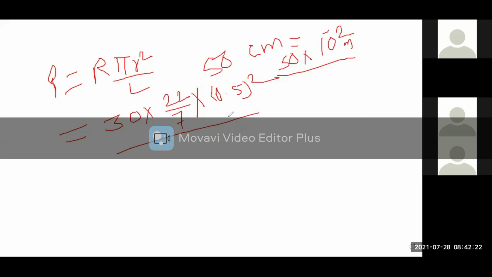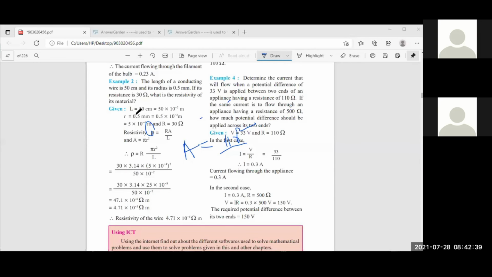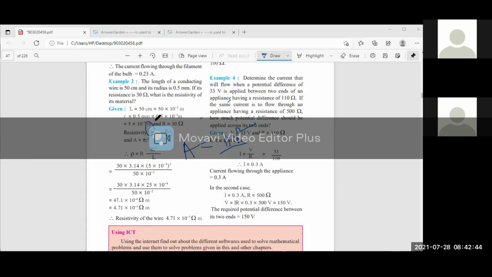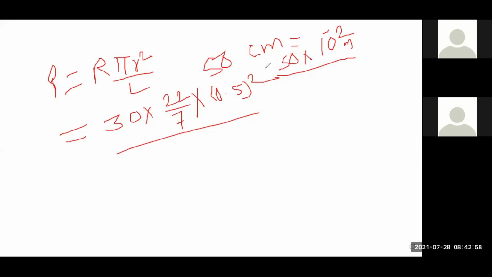What is the length given there? In the problem, can you tell me what is the length? See here once again this problem. Here you will get a length. Length is given 50 centimeters, so we can convert into the meter. We will get 50 into 10 raised to minus 2 meter, and radius is given 0.5, that we can convert into the meter, that is the minus 3. So same thing we have to do here. So 0.5 square upon L, 50.